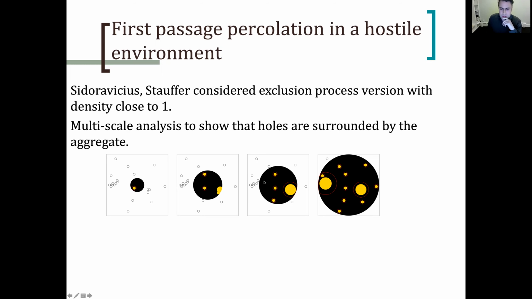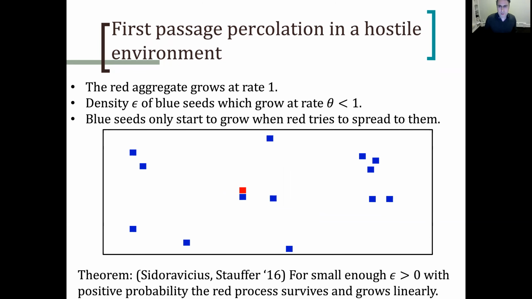And then sometimes it has one collection of holes and then next to another hole, and in this region you need an even bigger radius to surround. But they come up with a systematic way in which to study it, and they do that by introducing another model that they called first passage percolation in a hostile environment. This is a competing growth process. So there are red particles and blue ones. The red one will just grow at rate 1, so it will spread to its neighbors at rate 1. The blue process spreads at a slower rate, at rate theta less than 1.